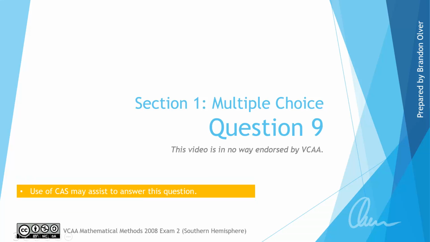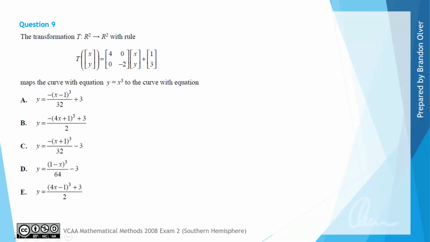Before we move on, I'd just like to point out that the use of a CAS calculator may assist in answering this question, but there's going to be a large amount of it that you'll just need to do by hand. For question 9, we consider the transformation T, which goes from R2 to R2. Essentially it just means that we're still dealing with the normal Cartesian plane before and after the transformation. The transformation T is given by this matrix equation, and we're told that it will map the curve with equation y equals x cubed to one of the following equations. So our first step is just to evaluate the matrix on the right-hand side.